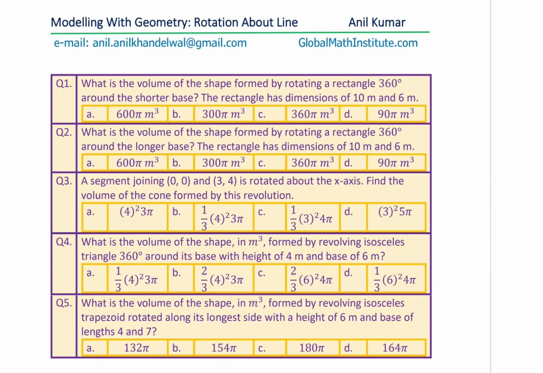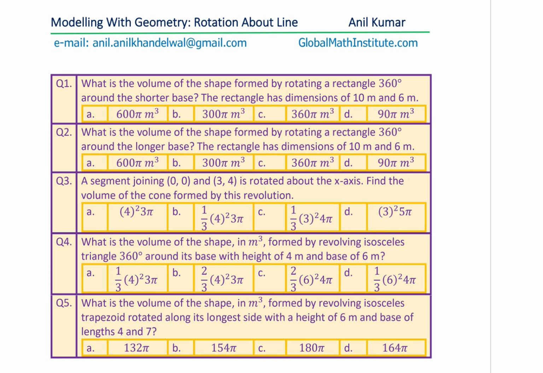Question number 3: A segment joining coordinate points 0, 0 and 3, 4 is rotated about the x-axis. Find the volume of the cone formed by this revolution. You can select the best option. Show your work.